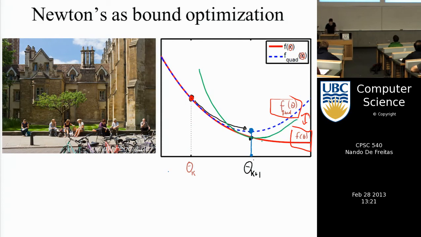And we minimize this quadratic. And that gives us theta k plus 2. Okay? And that's how we proceed.